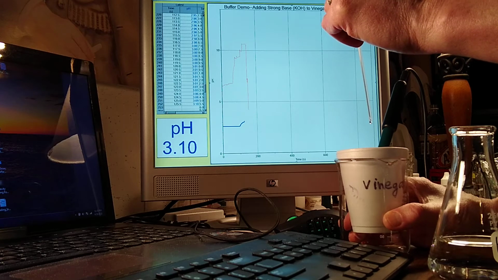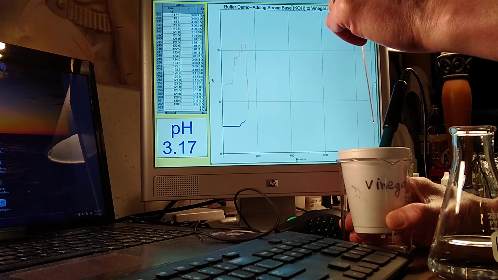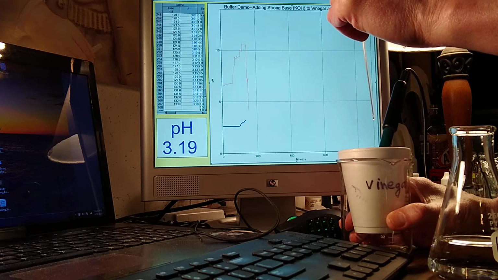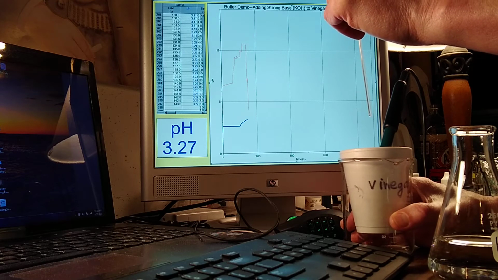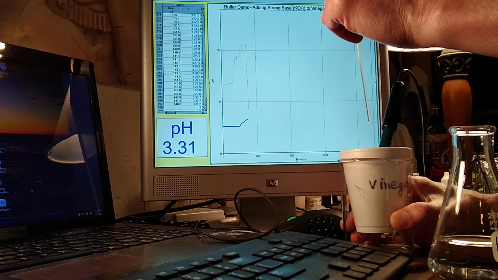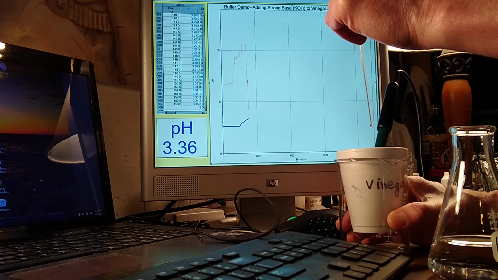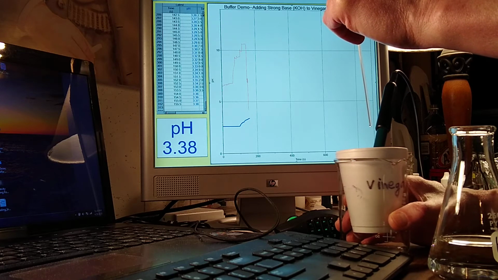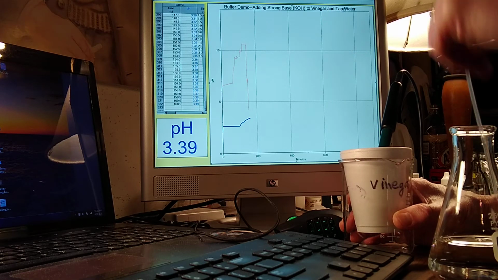But you can see that it is not going up as fast as the pH changed when I added this KOH to pure water. The reason it's not going up so fast is because I'm actually creating a buffer as I add the KOH. So how does that happen? That's what I want you to try to figure out.